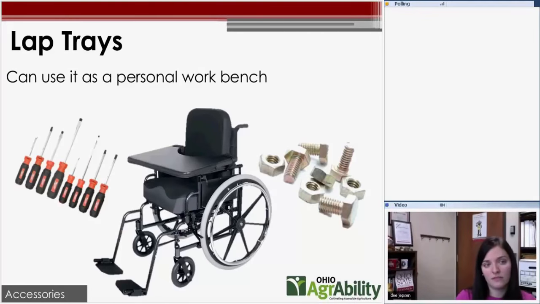Lap trays have a variety of uses. They are most commonly used for individuals who have limited upper extremity control, so perhaps an individual with a stroke who is hemiplegic on one side and needs to keep that arm up and out of the way in the chair so it doesn't get caught in the spokes of the wheelchair. They make full lap trays, as you can see in this picture, and also hemis, which would just be to one side or the other.